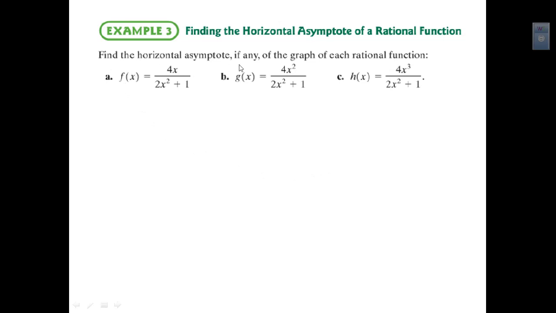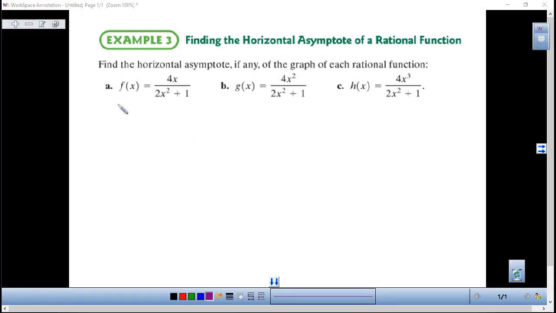All right, so let's find the horizontal asymptote, if any, of the graph of each of these rational functions. So the first one, we've got 4x over 2x squared plus 1. So the degree on top is 1. The degree on bottom is 2. So what's our rule there? Well, that's going to be the first rule. If the degree on top is less than the degree on bottom, then the horizontal asymptote is going to be y equals 0.